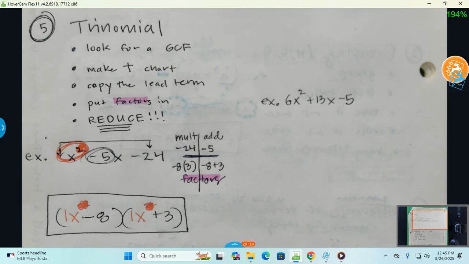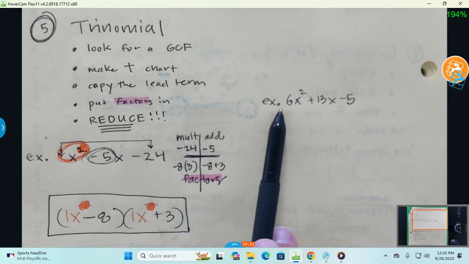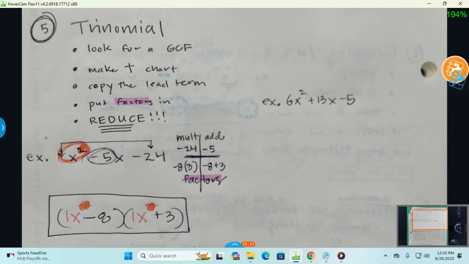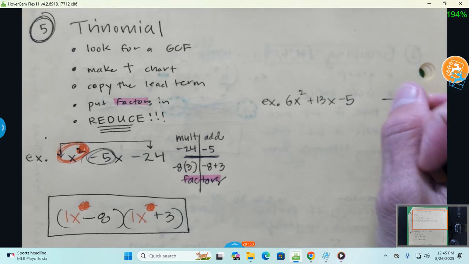All right, number one, you want to look for a GCF. So 6x squared, 13x, and 5. There's nothing that will go into those numbers. 13 and 5 are prime, so you're pretty sure that nothing will go in there. All right, we make our T-chart.